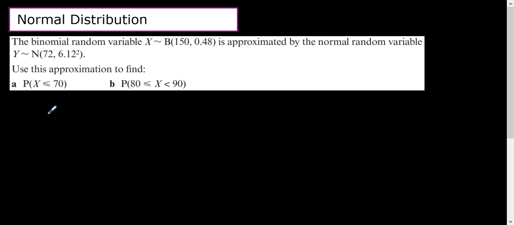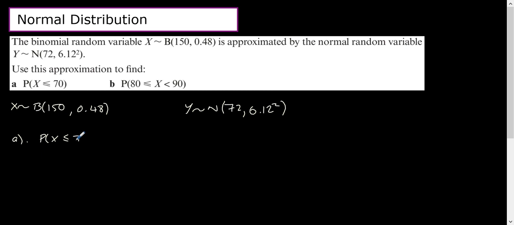The second thing that we've got to do is think about the fact that the binomial distribution is a discrete distribution. That means that there's a whole number of trials only and a whole number of successes or fails. But the normal distribution is continuous, as we discussed in one of my previous videos. So the binomial random variable here, which I've written out, is approximated using the normal random variable here. So we're given that information in this question, which is interesting. 6.12 squared. Use the approximation to find the probability that X is less than or equal to 70.